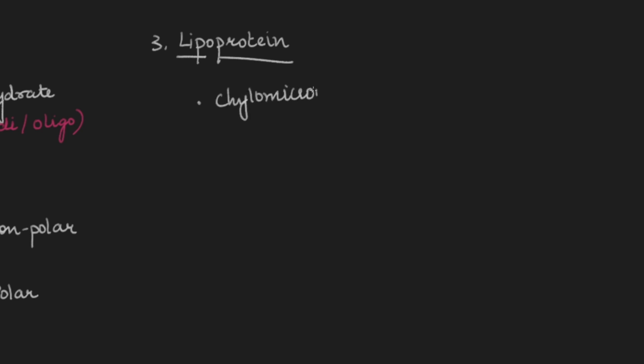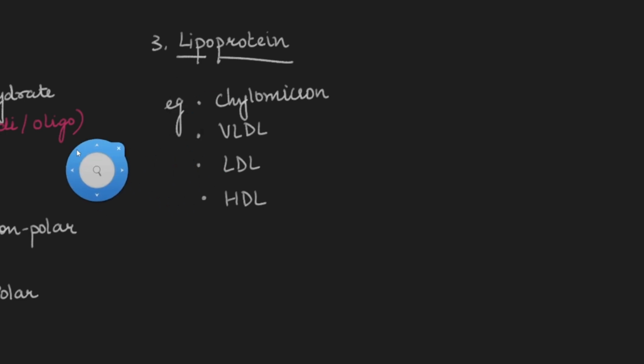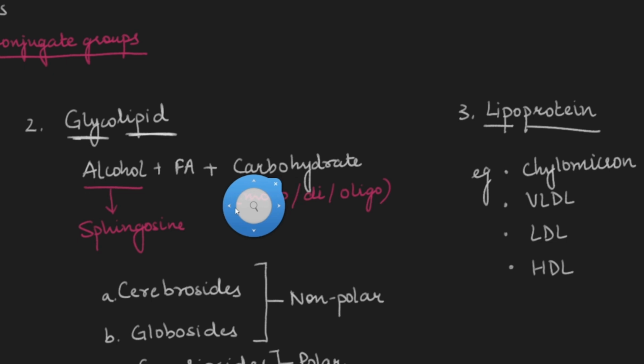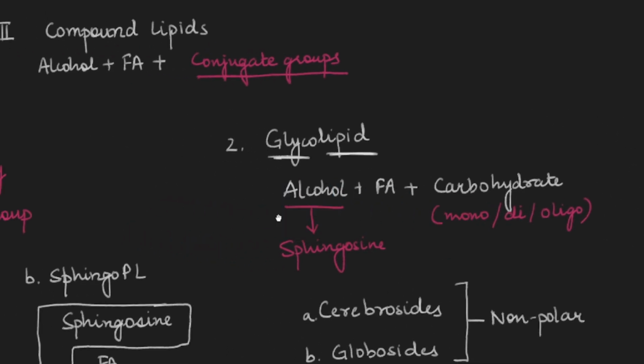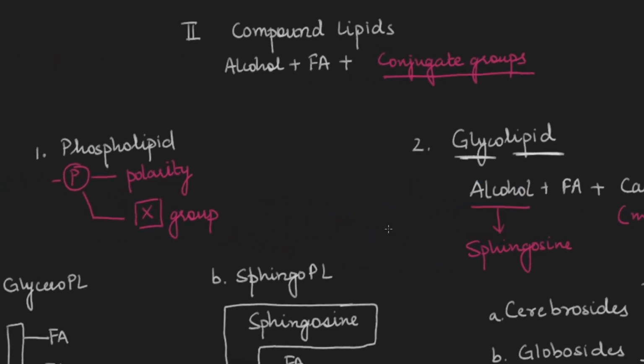Chylomicrons help in the process of digestion of lipids. VLDL is very low density lipoprotein. LDL, low density lipoprotein. HDL, high density lipoprotein. So these are the examples of lipoproteins. This was the second class of lipids, the compound lipids, and their three subtypes.